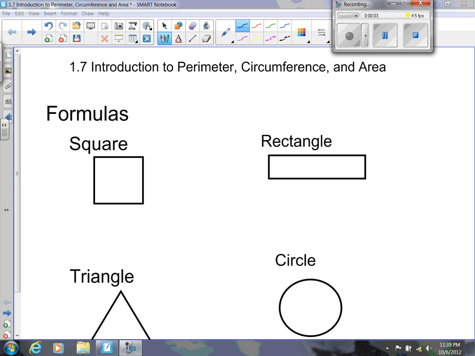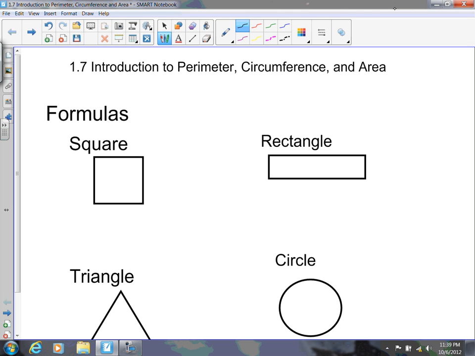1.7 Introduction to Perimeter, Circumference, and Area. So today the focus is on area and perimeter. Circumference is the perimeter of a circle.